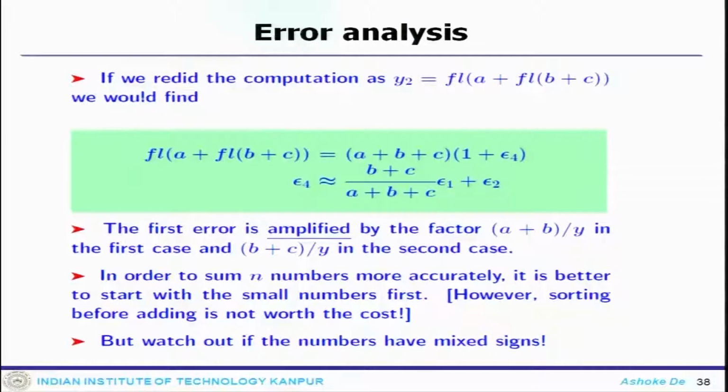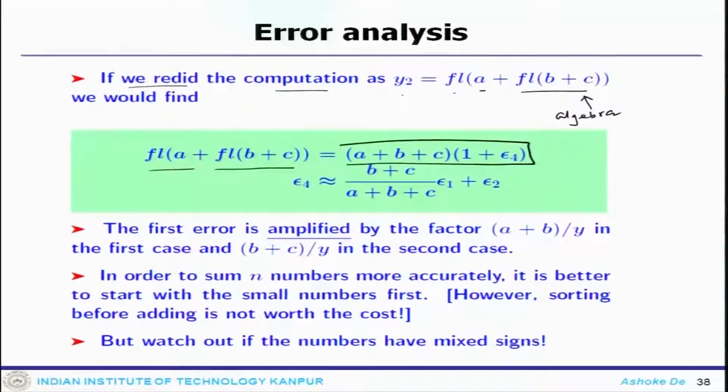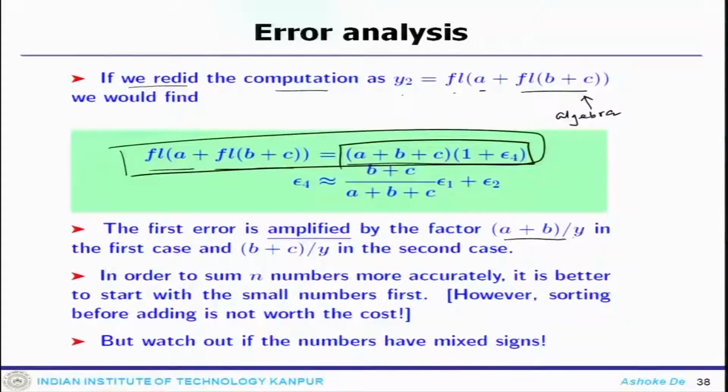So, now if you redo the computation as y2 equals floating point of a plus floating point b plus c, you need to do the algebra here. If you do the algebra, then what you get is floating point a plus floating point b, it would be (a plus b plus c) into (1 plus epsilon 4). So, this also satisfies. So, the first error is amplified by the factor a plus b by y in the first case and b plus c by y in the second case.